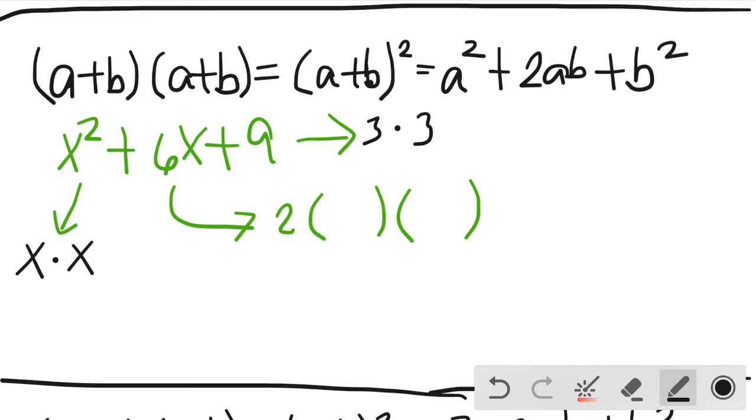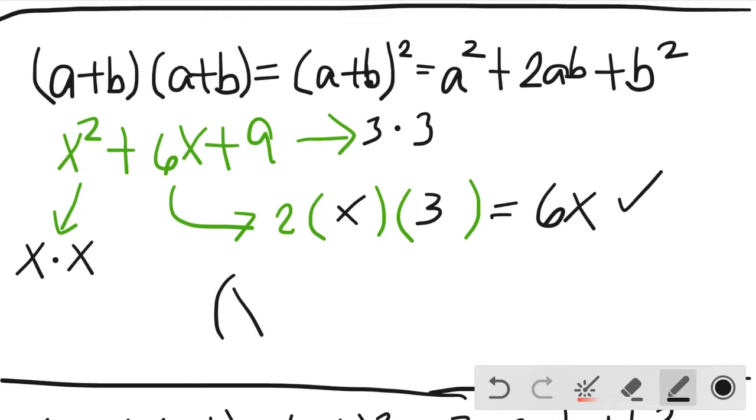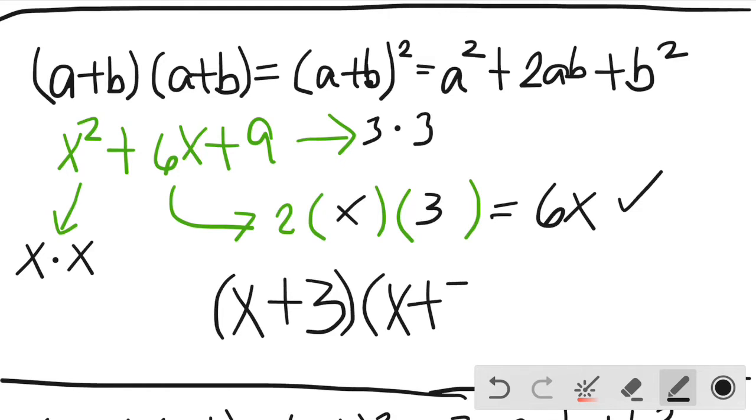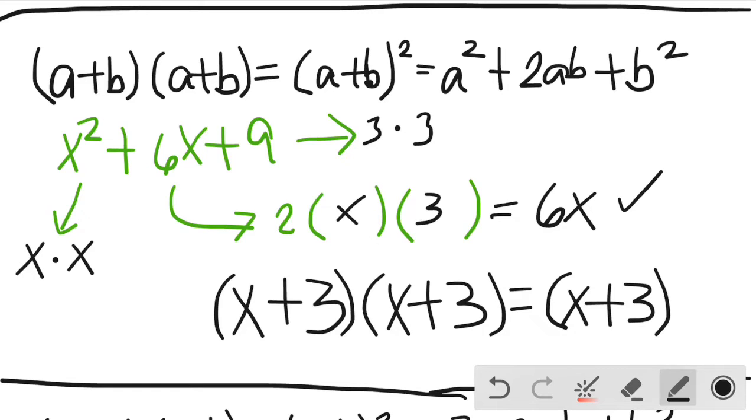So 2 multiplied by x multiplied by 3 must result in a positive 6x. In this case, it does. So now we can go ahead and make sure that our factors will show a perfect square trinomial. In this case, it must be in the form where a is represented by your x and your b value represented by 3. So I can write the factors of the given trinomial in this manner. Or, if you prefer, (x plus 3) quantity being squared.